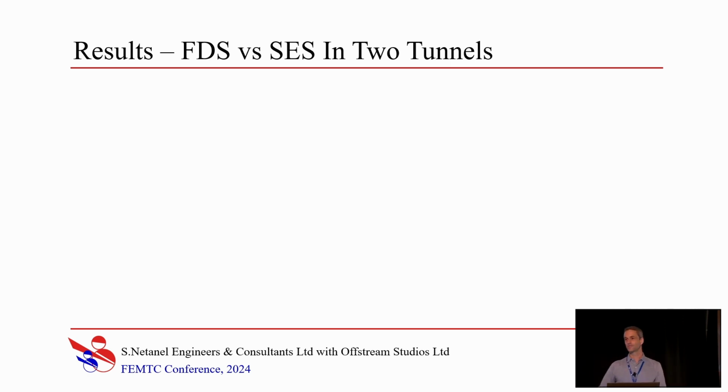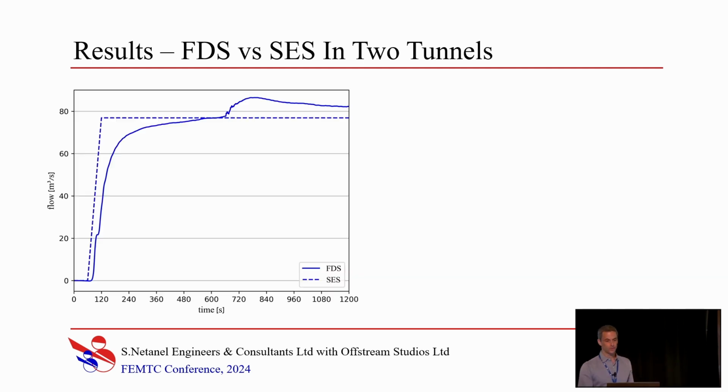Head losses at the right nodes, right? So no assumptions, just the way it's supposed to be. So first off, the first tunnel, with a dashed line, you see the SES results, as I would use them as a boundary condition. And the continuous line are the FDS results.